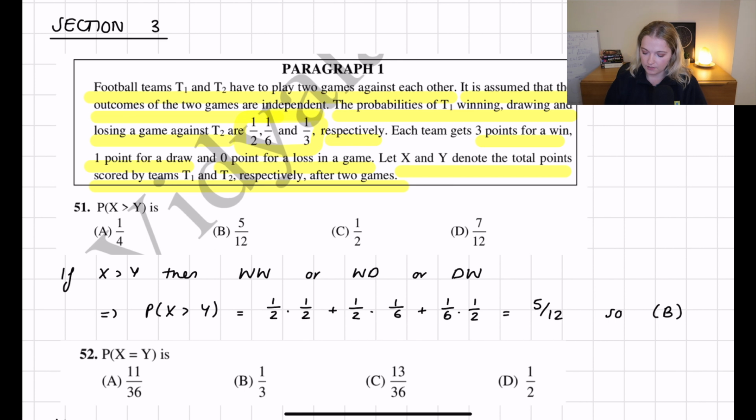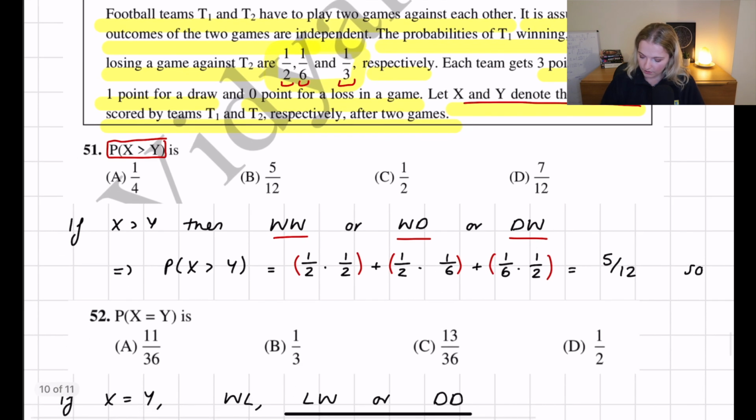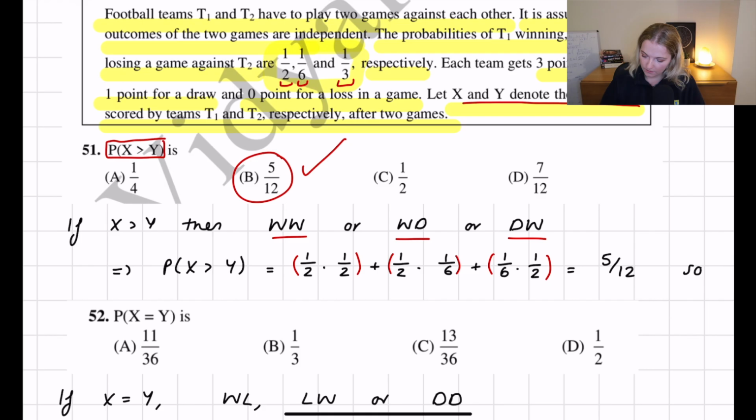Okay, and the first part of the question says, we need to know the probability of X is greater than Y, and what is it? So, what I've written down is if X is greater than Y, so X and Y denote the total points as mentioned in the question. So therefore, if X is greater than Y, then there must be a win-win, a win-draw, or a draw-win. And you can look at what the probabilities of drawing and winning are, and if you just add some brackets around these here, you can substitute the values for that in, and we get 5 over 12, so B is the correct value.